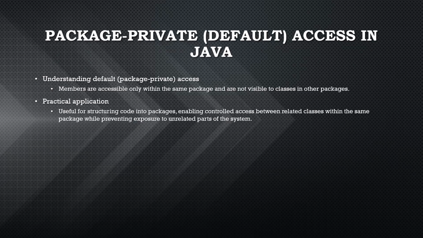The default, or package-private, access level in Java allows class members to be accessed only by other classes within the same package, making them invisible to classes in other packages. This access level is ideal for organizing code into packages, where related classes can interact freely while limiting access from outside the package. It's a practical way to control access within different parts of the system, promoting a clear structure and encapsulation, especially when you want to share functionality within a package but avoid exposing it to unrelated external classes.